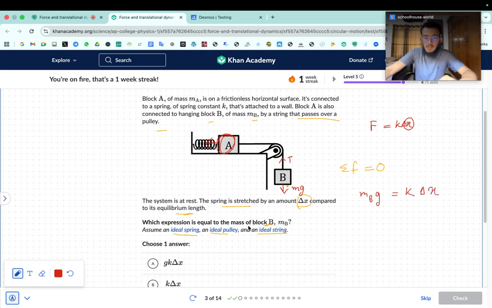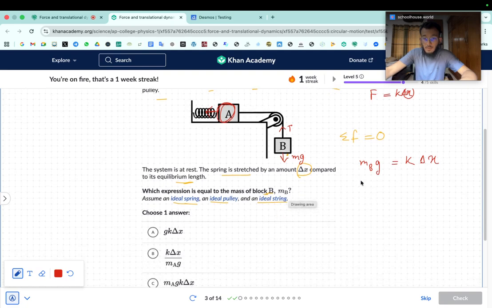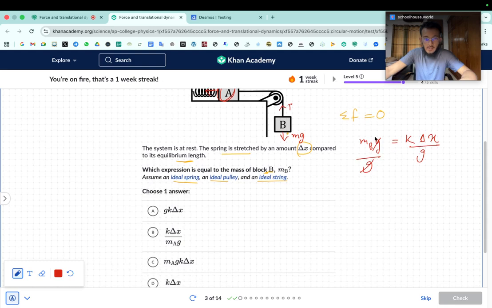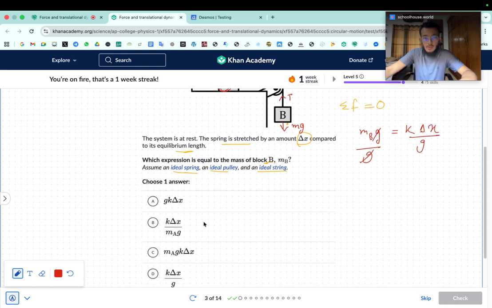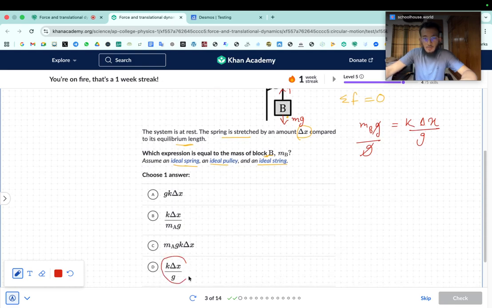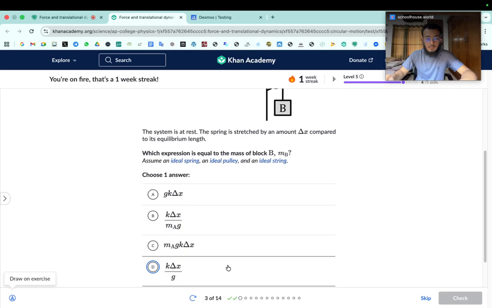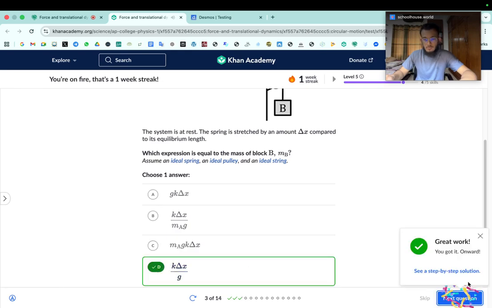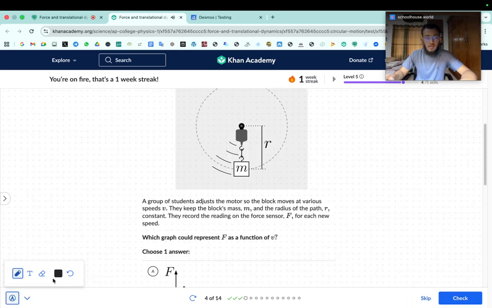And they have asked us to find the mass of block B. So as you can see, it's just this thing divided by g, because when we divide by g, it can cancel out, and we've made m the subject. So there we go. D is our answer. All right, next question.